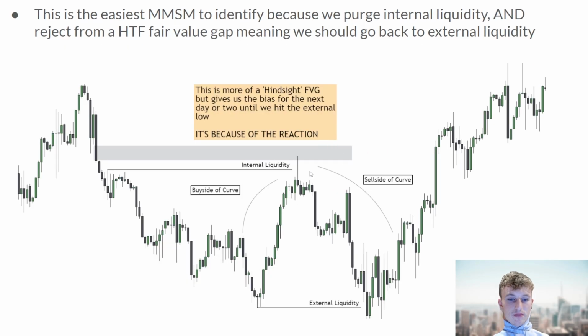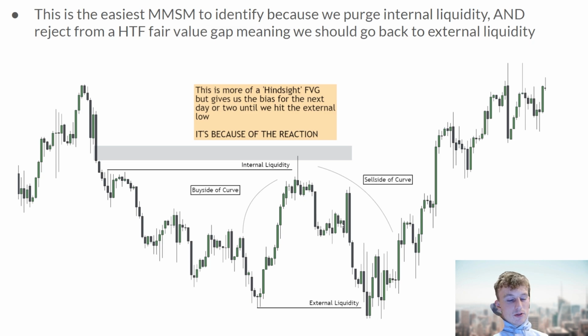Same thing with this. This is the hindsight part. And then once we get this and then this reaction, this is the live time part you're trying to catch in the lower time frame. Why? Because we hit some sort of internal liquidity and also reacted off a fair value gap, so the market's going to want to go back to the low that was created before making that move up. And this is the market maker sell model.